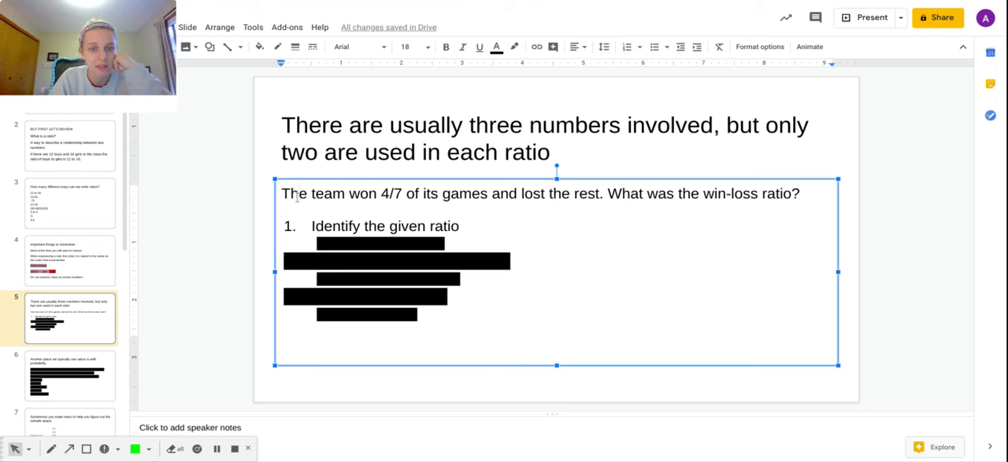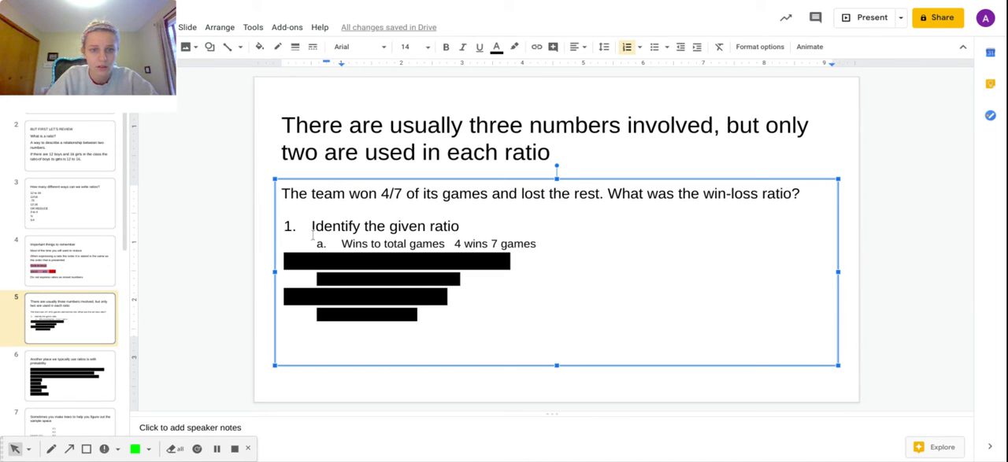So if we're doing the problem, the team won 4/7 of the game and lost the rest. What was the win-loss ratio? Okay, so what do we know right now? We were given 4/7, and the problem said the team won 4/7 of its games and lost the rest. So 4/7 represents not how many wins to how many losses, but how many wins to how many total games. So we have 4 wins and we have 7 games.